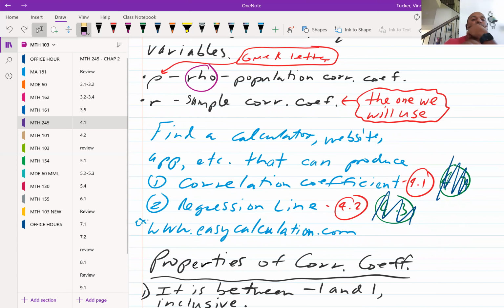So once again, not asking you to know how to use the formula here. So make sure you have something reliable that can calculate it for you. Just say it again, because sometimes people will miss it.